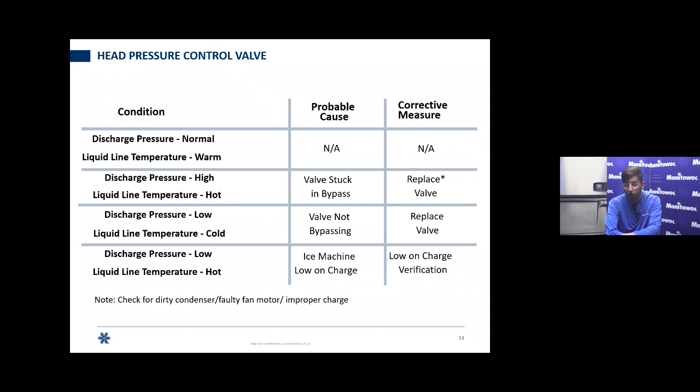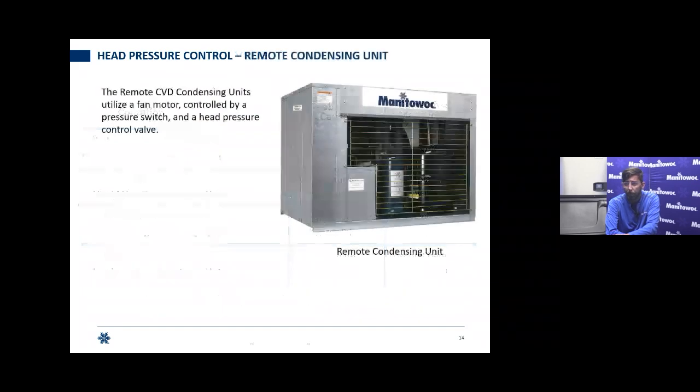Let's verify that people weren't just hooking up 6-foot hoses 17 different times, but more likely than not, you're going to find there's a leak in the system. Repair the leak, replace the dryer, charge up to the nameplate weight. And that's how you troubleshoot a head pressure control valve. These really come into effect at this time of year and in the northern regions in the fall, Halloween through now, below 70 degrees.